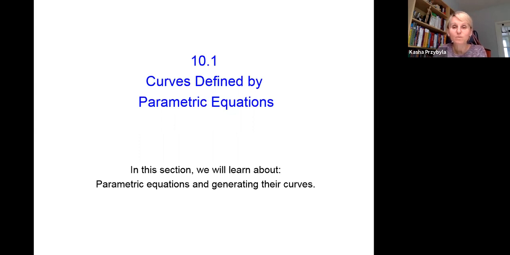Okay, that means what we will do this week. This week, we will start chapter 10. And in chapter 10, we have two things. We have parametric equations, and we do have polar coordinates. Okay, we have two different topics. And this week, we will cover section 10.1 and 10.2, and we will talk about parametric curves, parametric equations only.